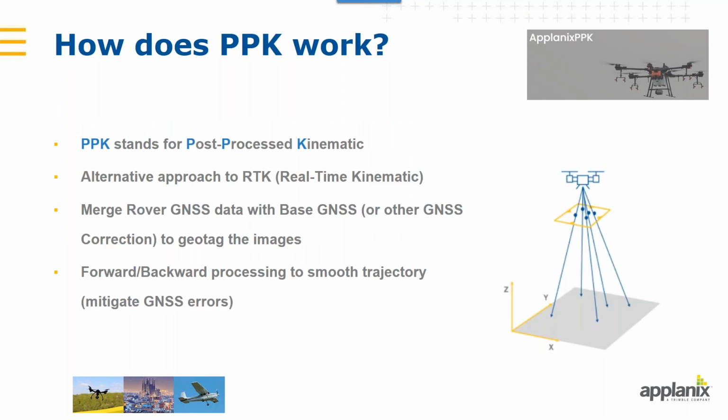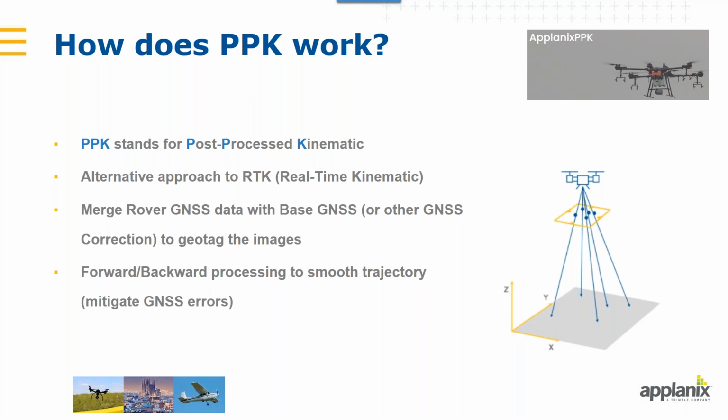So how does PPK work? PPK stands for post-process kinematic, and it is an alternative approach to RTK. RTK is probably very known to you. You're getting real-time corrections for the rover system to get an accurate trajectory solution. In PPK, we rather merge the rover GNSS data with base GNSS data later on, or we use other GNSS correction data to geotag the images.